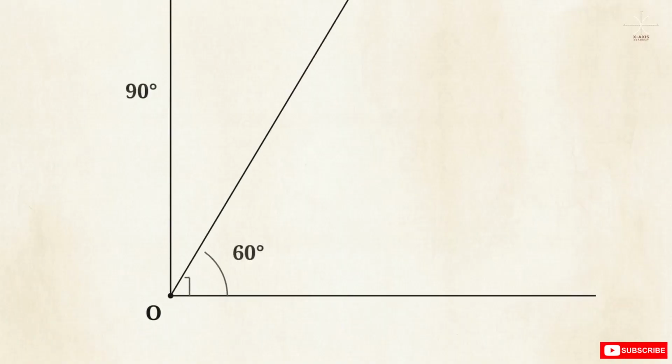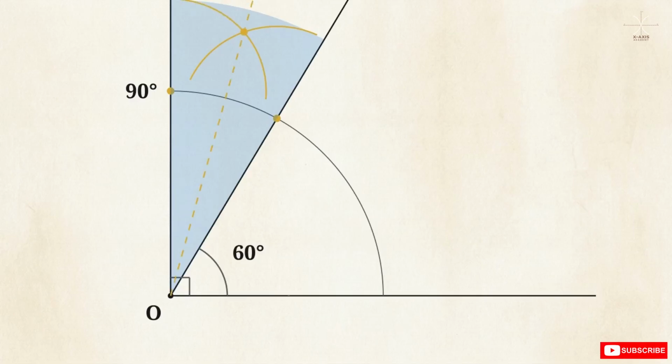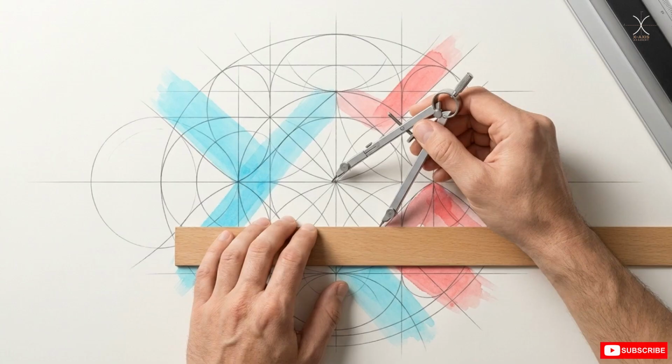Now, try applying these rules yourself. Take the Bisector protocol and run it inside the spatial gap between your 60 and 90-degree marks. Cutting that 30-degree gap in half will lock in exactly 75 degrees. Mastering these basic constructions gives you the power to structurally command the space on the page instead of simply tracing lines.